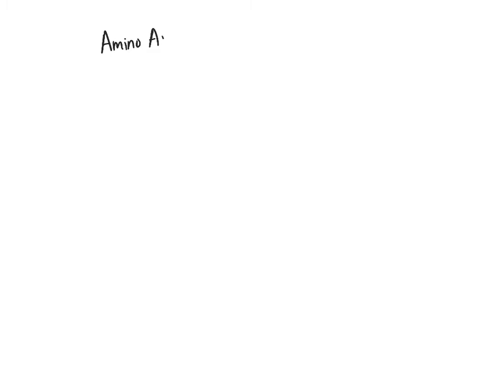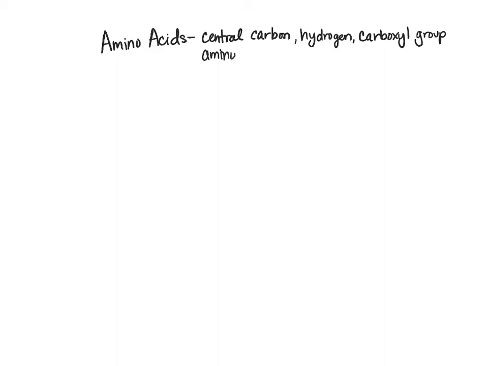All right, so amino acids. So the basic structure of an amino acid is that we have a central carbon with a hydrogen, a carboxyl group, an amino group, remember our functional groups, and an R group, so meaning the rest of the molecule.